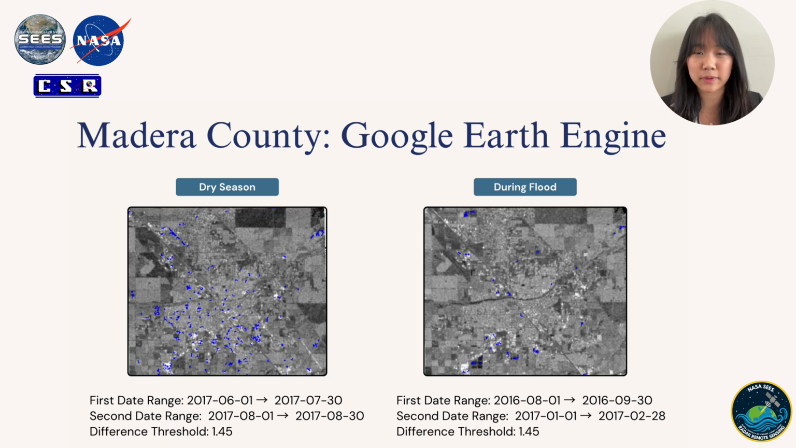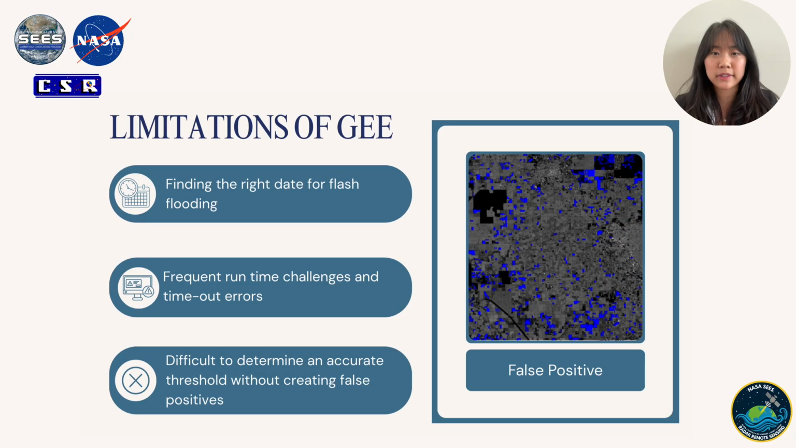While Google Earth Engine is a powerful tool, we encountered several key limitations during our flood detection analysis. First, flash floods are hard to capture. You need to select very precise dates or you risk missing the event entirely. Second, because GEE is a shared cloud platform, high user traffic can cause runtime delays or even timeout errors during larger processing tasks. Third, threshold selection is difficult without ground truth data.